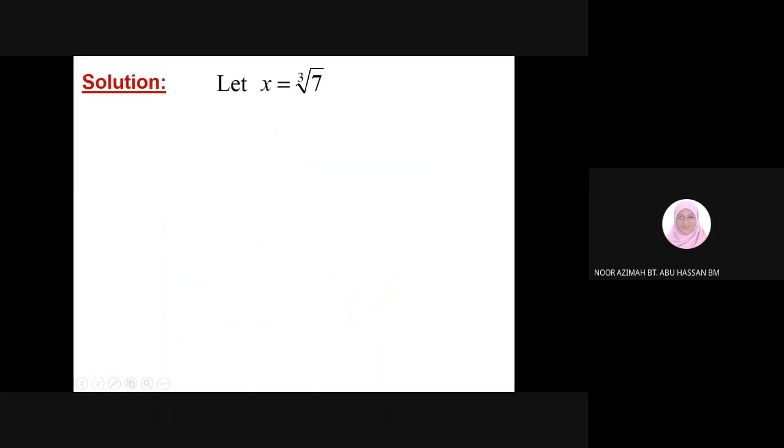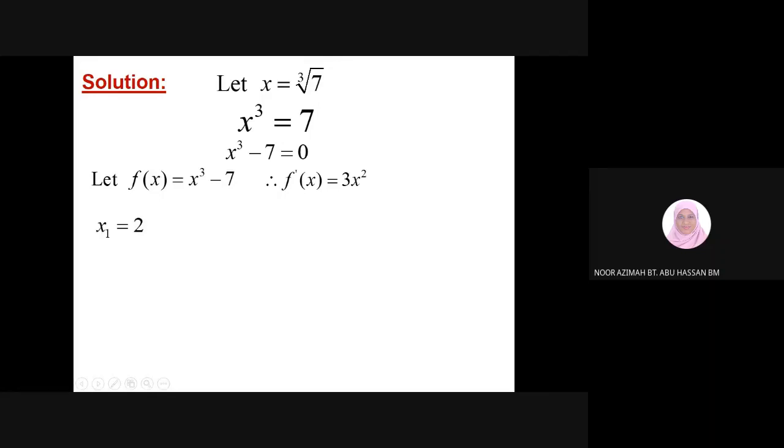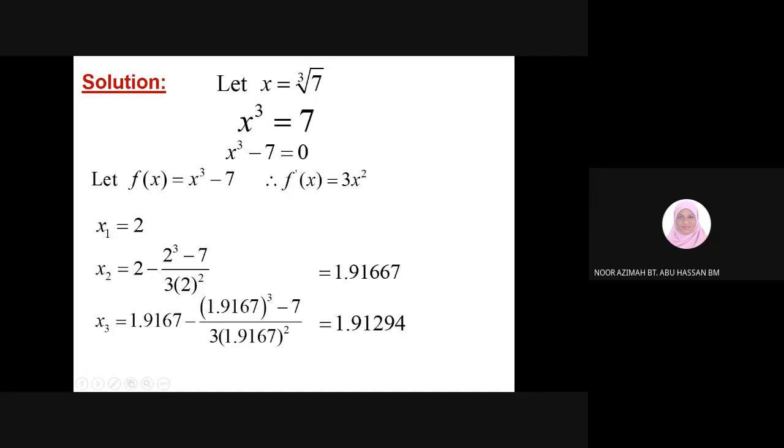Okay. So let x equal to cube root, okay, so kuasa 3 kan? X cube will be equal to 7. Now you rewrite your function fx. Bawa 7 to the left hand side. So your fx will be x cubed minus 7. Okay. And then your f prime of x will be 3x squared. And then start with initial approximation value which is given in this question, that is 2. And up to second iteration, saya dah explain tadi, sampai x3 lah. Okay. x2, iterate once, x3, iterate second.